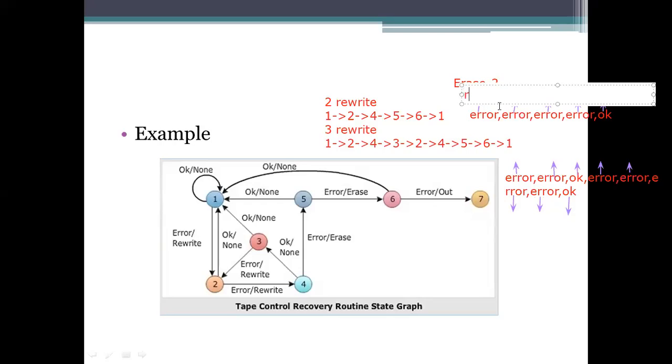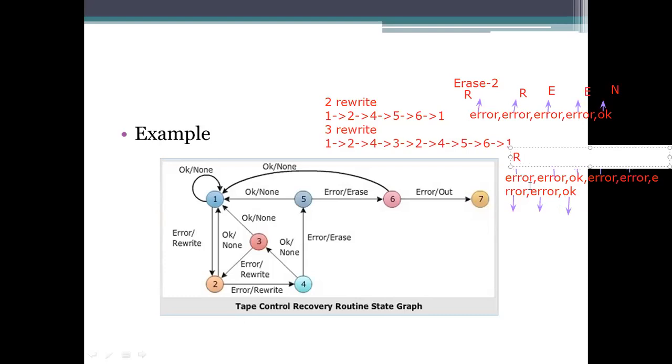I'm simply specifying it as a capital R. Then the second one, 2 to 4 also, it has to rewrite. And here I'm specifying it as an E, erasing. Then next, E. After that, I am taking the action which is none, so here there is no need to perform any action. And here I want to perform the action which is rewrite, and again rewrite. Here nothing will be performed, that is the N.